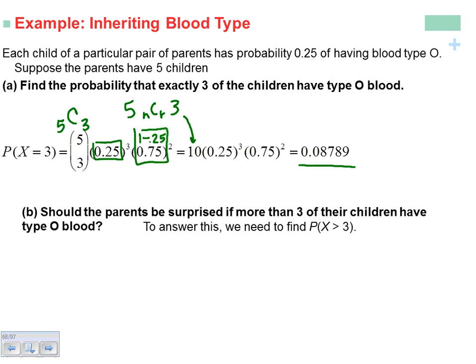So then it says, should the parents be surprised if more than 3 of their children have type O blood? So the probability of more than 3 is set up like this. You could do this a couple ways. You could do 1 minus the probability that x is less than or equal to 3.